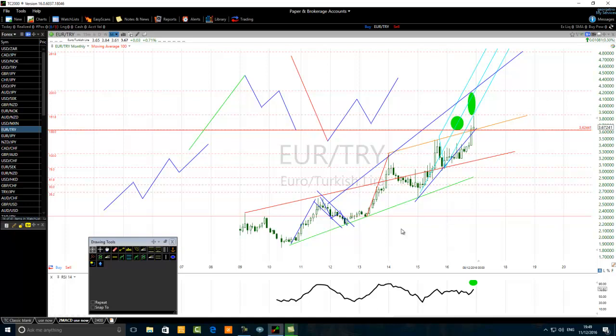The first essential corrective wave is the zigzag pattern. The second essential corrective wave is the flat correction. The third essential corrective wave is the horizontal triangle, the Elliott Wave triangle. And the fourth essential Elliott Wave corrective wave is the combination.